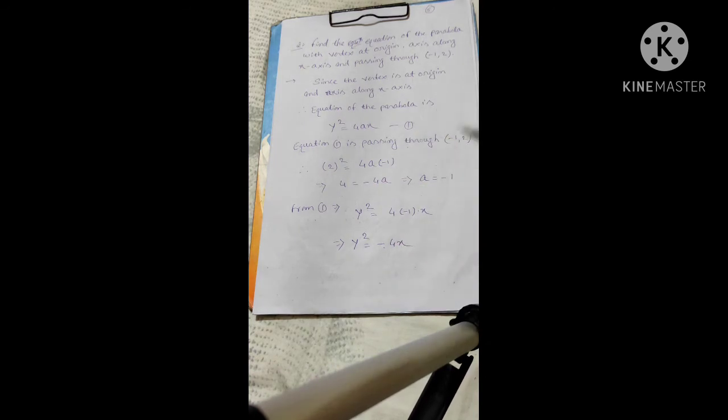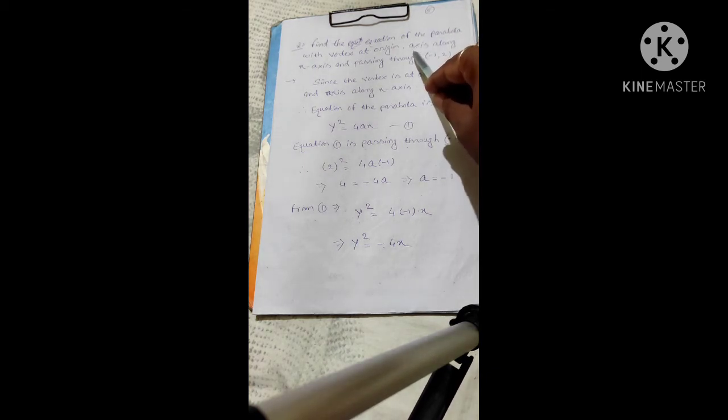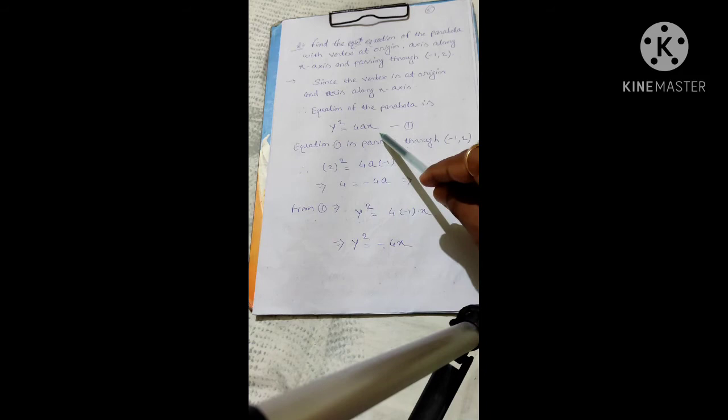So this is also a very simple and very interesting question, where the equation of the parabola is not given. We have to find the equation, but the question says that the parabola is passing through (-1, 2). So first of all, by observing the x-axis, we have to understand that the equation will be y square equal to 4ax. And then just by putting this coordinate in this equation, we will get the value of a. So this is the way we can solve this one.